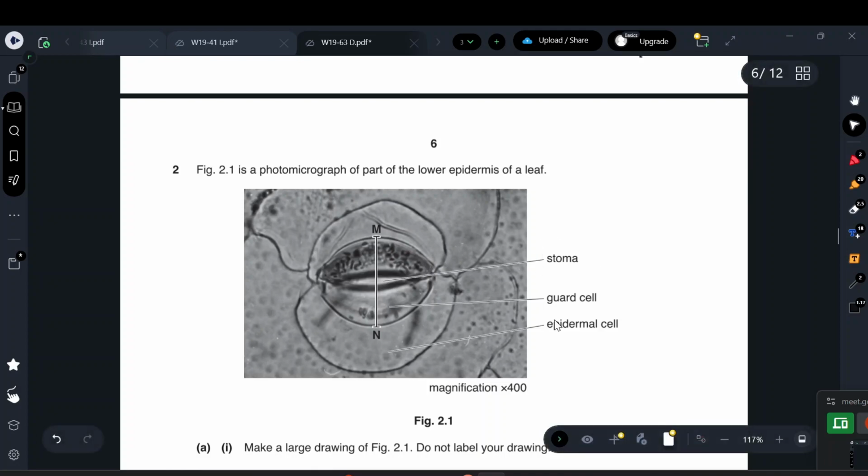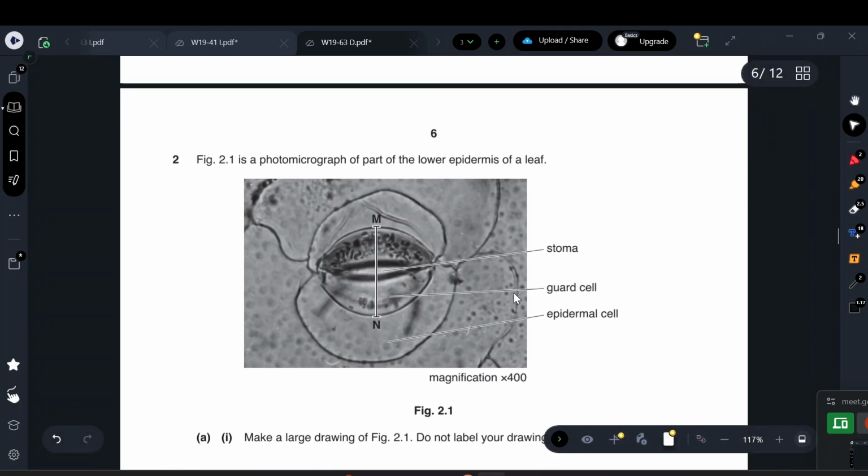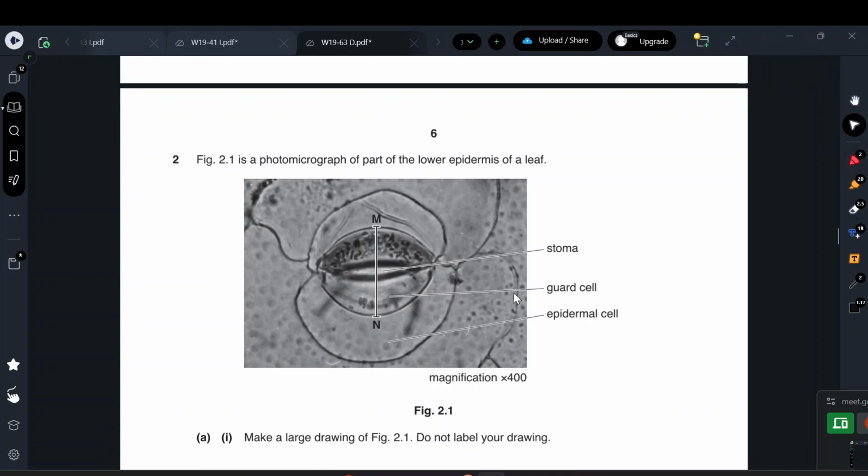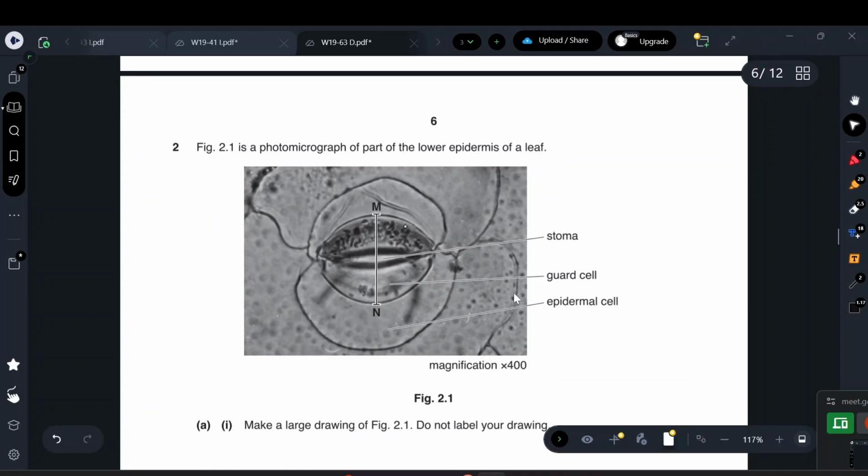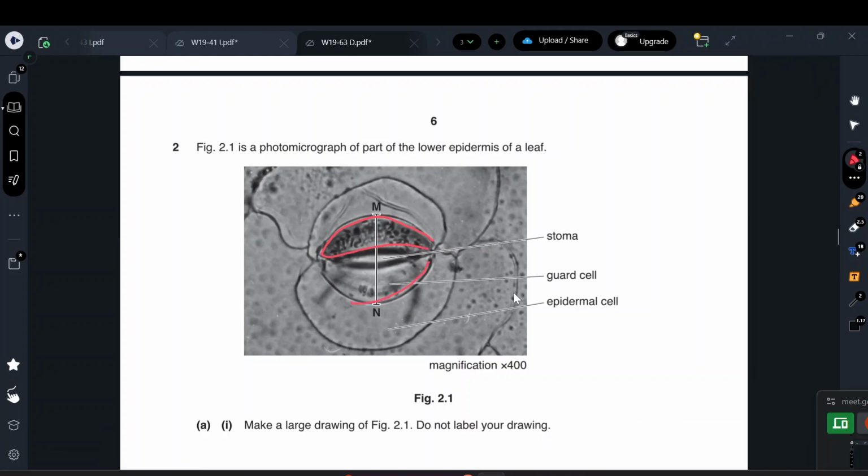Two, photomicrograph part of the lower epidermis. Make a large drawing. You need to take care. He gave you the lower epidermis. This is 2 guard cells. This is 1 guard cell on top, and this is the other guard cell. And the opening in the middle is the stoma.